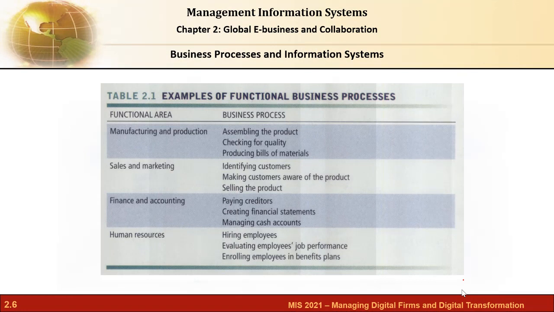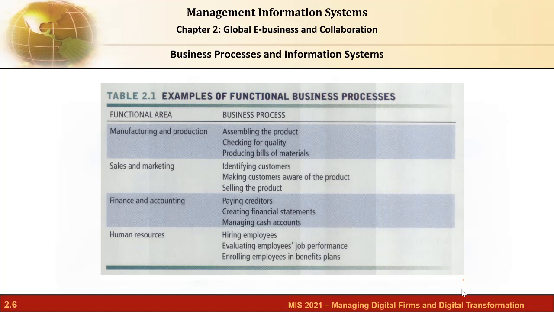We look at chart 2.1, examples of functional business processes including manufacturing or production, sales and marketing, finance and accounting, human resources, and also management information system, right? And also strategic at the top, right? So we also have business processes in each functional area. Functional area here you can consider as a department.